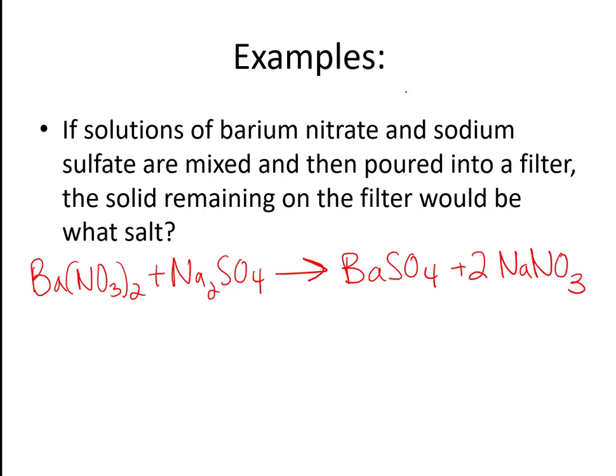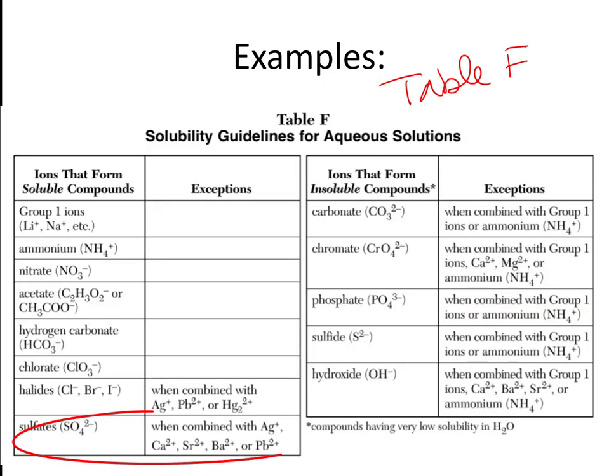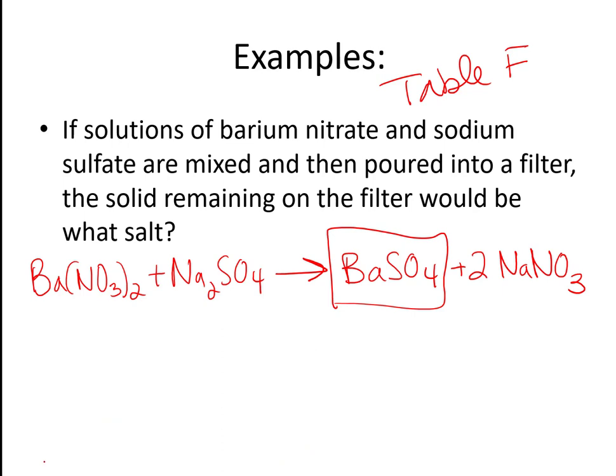Now I'm going to ask you to use table F to determine which of these two components would remain on our filter paper. That's right. According to table F, our barium sulfate would be insoluble, so that would be left behind on our filter paper. Let's try another problem.